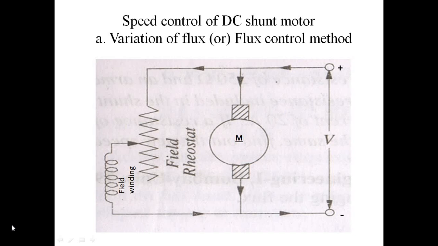N is proportional to V divided by phi. Flux is proportional to current. The rheostat is moved from minimum resistance to maximum resistance. As the resistance increases, the current will be decreased, and speed also increases.